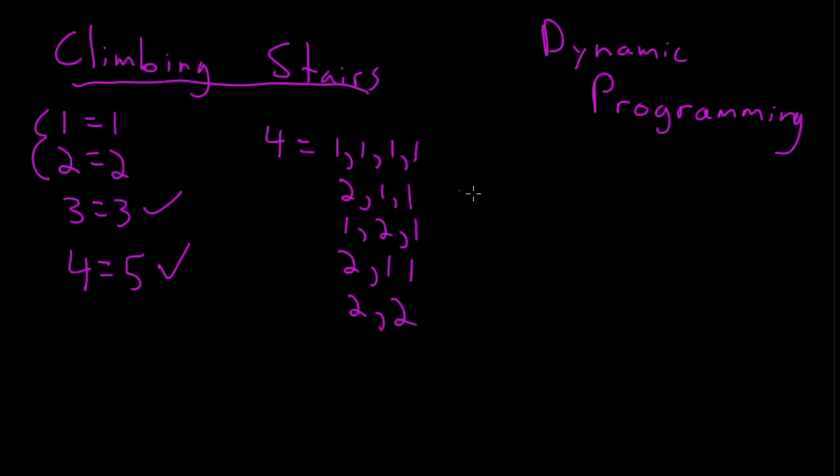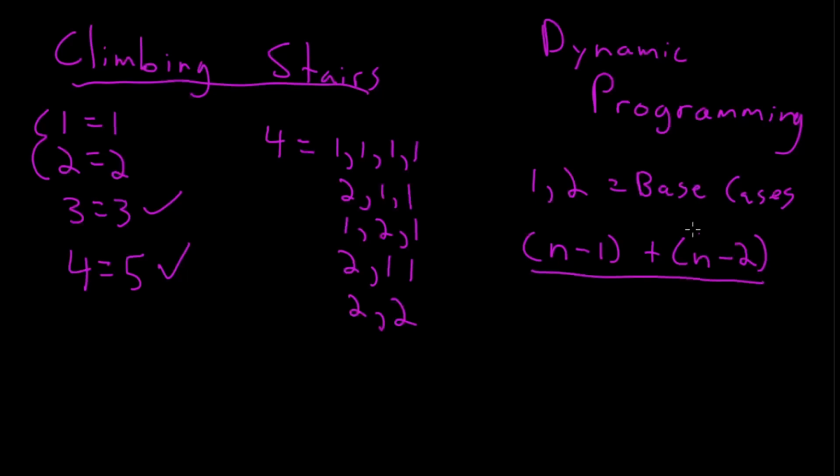So outside of the base cases of 1 and 2, in every other occurrence, the way that we are going to find out how many ways there are to climb to a specific step is going to be the specific input minus 1 plus the specific input, which is the number of stairs, minus 2. And that's going to give us the solution that we're looking for.